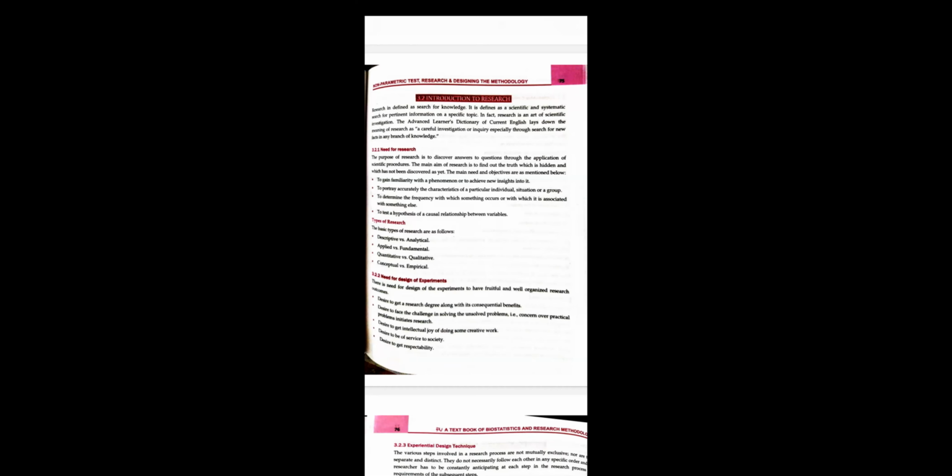That is called research. Research is challenging: facing and solving unsolved problems. Unsolved problems will mainly have theory rather than practical problems. Experiments are there. The topic name is the need for design of experiments. Third, decide to get the intellectual joy of doing some creative work.